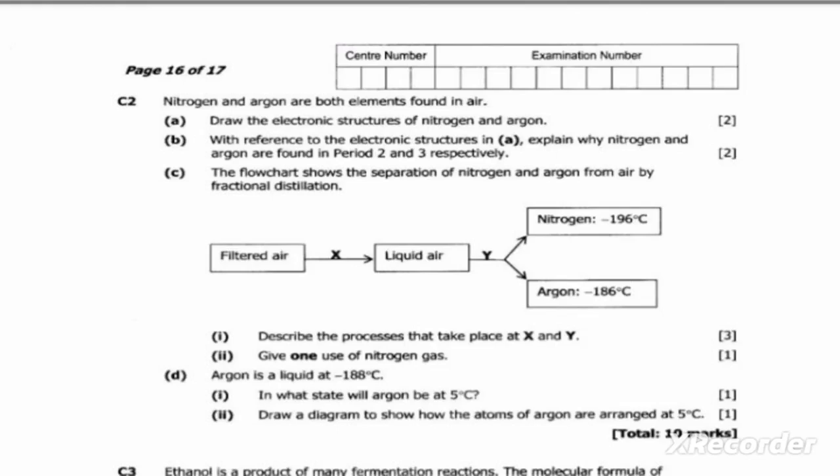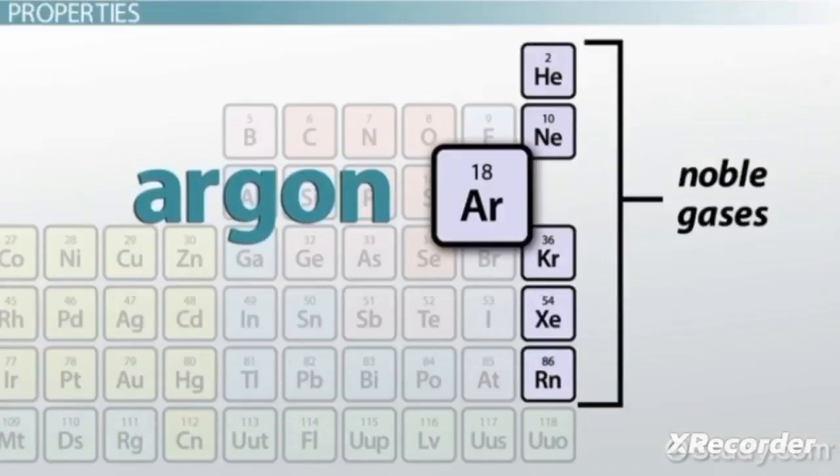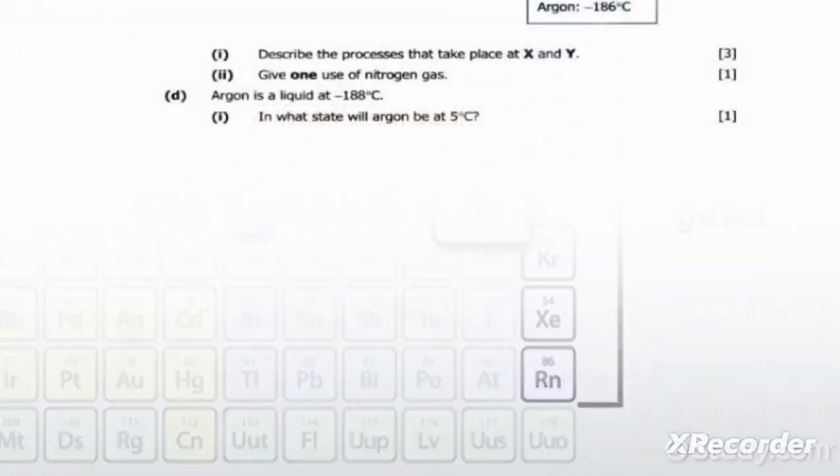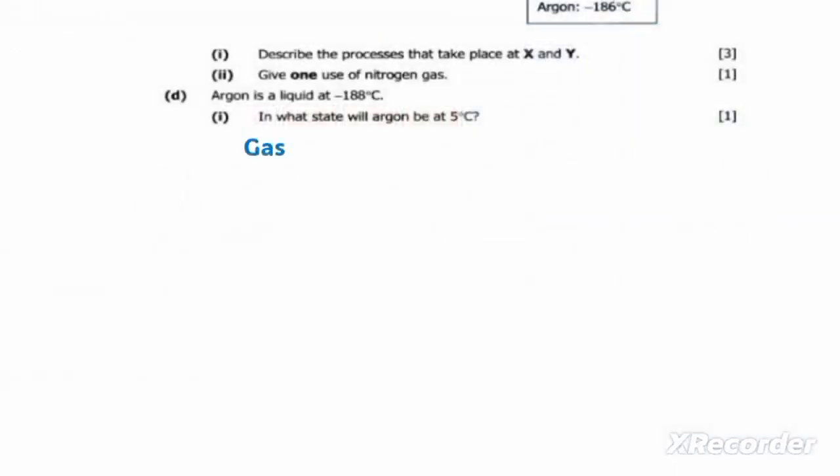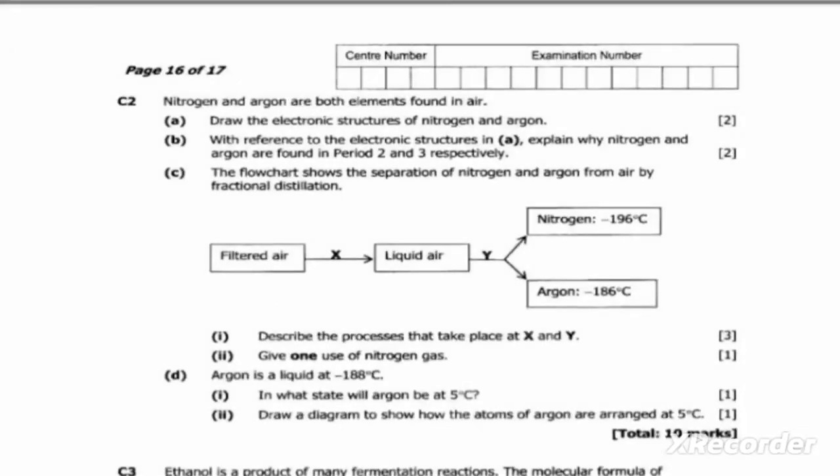So at what state will argon be at 5 degrees Celsius? Argon at 5 degrees Celsius will be gas. Okay, we shift to question D, Roman numeral 2.